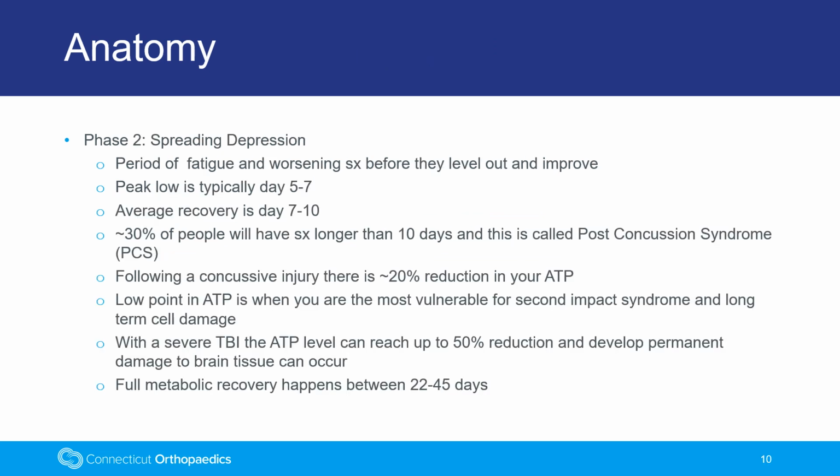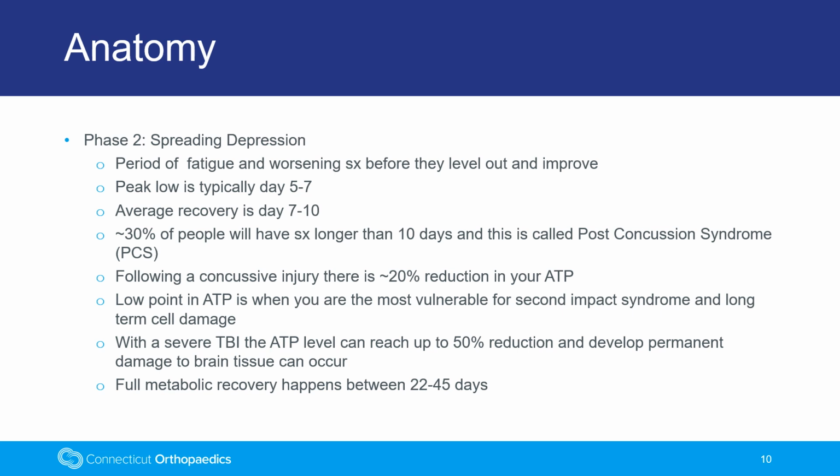Now for phase 2, spreading depression. Over the next few days, your energy stores continue to decrease and you hit your peak low. This is usually around day 5 to 7. And then you slowly begin to rebuild your ATP. When your ATP returns to your baseline level, you are considered healed from your concussion. This full metabolic recovery typically occurs between 22 to 45 days post-injury.